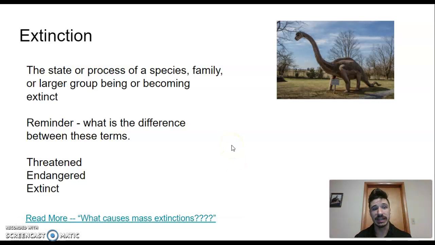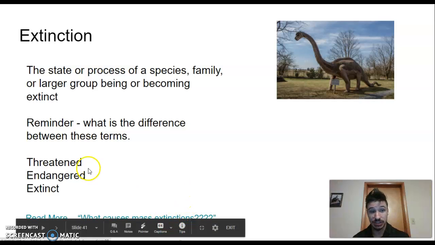And then ultimately you have extinction, which is the state or process of a species, family, or larger group becoming extinct. I want you to read more on extinctions and understand the definitions of threatened, endangered, and extinct.